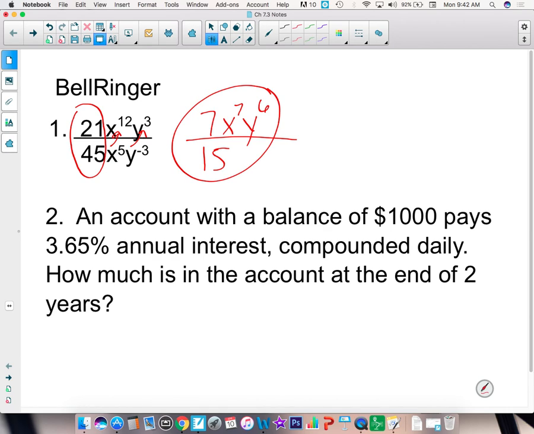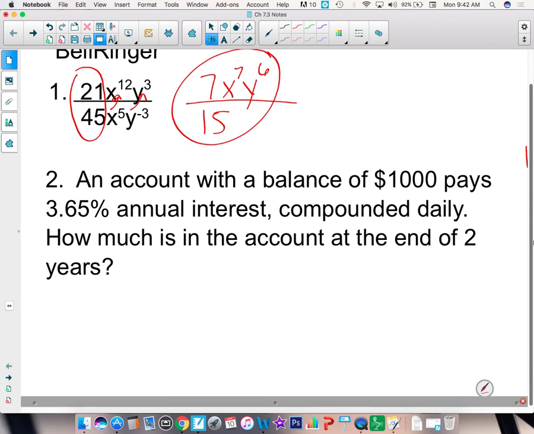Okay, down here we got a word problem that is similar to what we did yesterday. An account with a balance of $1,000 pays 3.65% annual interest compounded daily. That's important there. Compounded daily helps us figure out what equation we're going to use. How much is in the account at the end of 2 years?